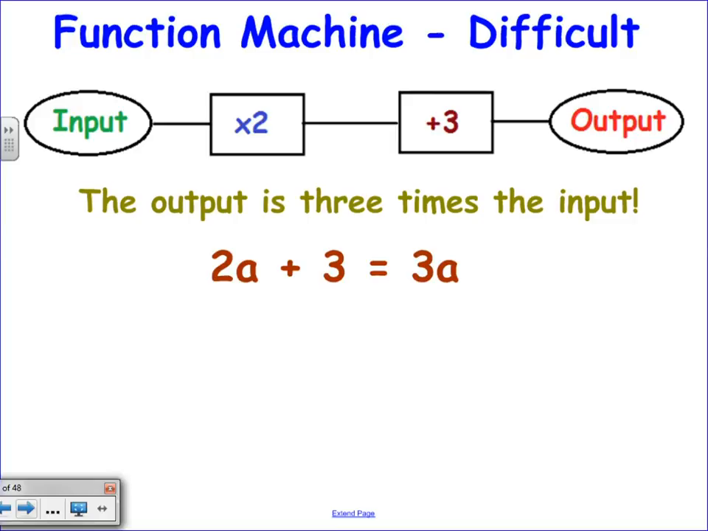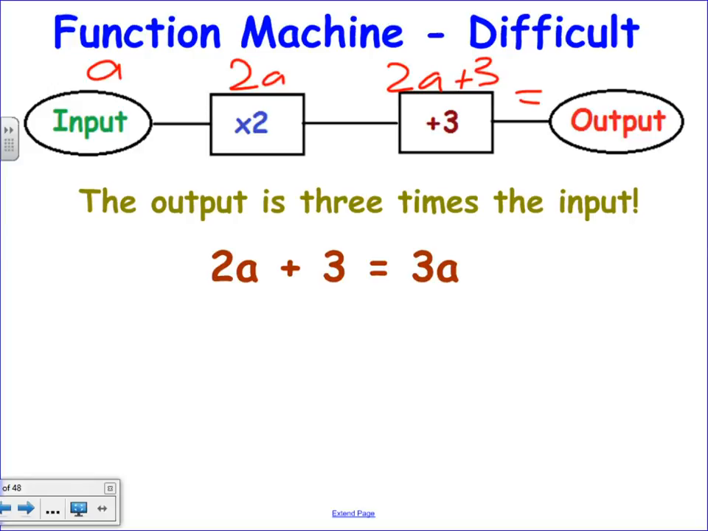Okay? So, in this instance, I'm going to make up my input. I don't know what it is, so I'm going to call it A. Okay? Are you happy with that? The first thing I do to A is multiply it by 2. So it becomes 2A. The next thing I do to it is plus 3. So I end up with 2A plus 3. And this is equal to my output.